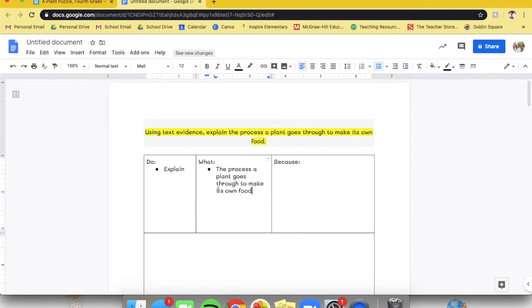I also need to make sure that I use text evidence because that is part of my prompt. So I could put it at the top of my what, or at the bottom. I'm going to put it at the bottom instead of the top. I'm going to put another bullet and just put use text evidence, because I need to make sure that when I explain that, I use my text evidence. Okay, now my because or bullet. This is when I actually start talking about the answer to the prompt.